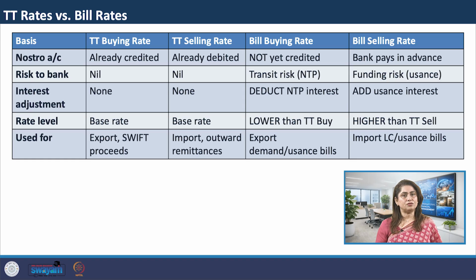In bill selling transactions, the bank pays the customer before it receives the foreign currency. Because the bank is funding the transaction during the usance period, it faces funding risk and adds usance interest. Therefore, the bill selling rate is higher than the TT selling rate. Let me give you the complete rate hierarchy from the lowest to the highest rate possible.